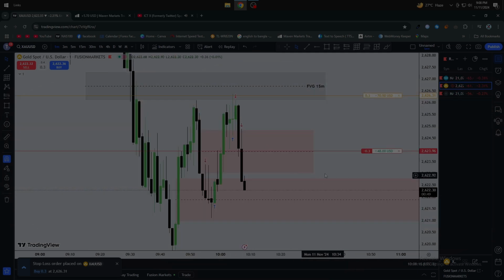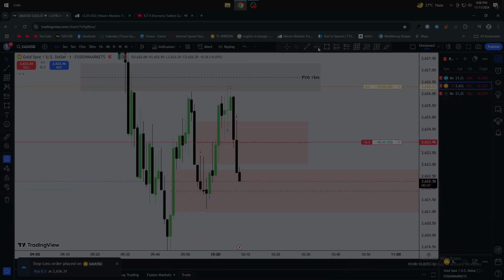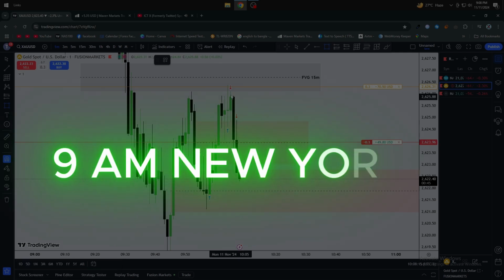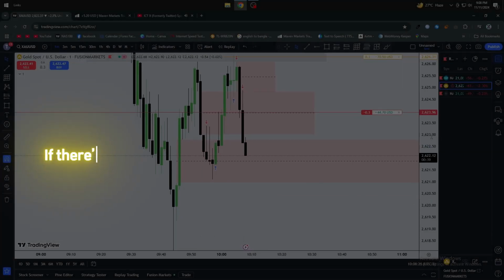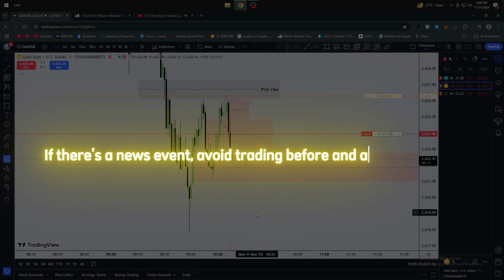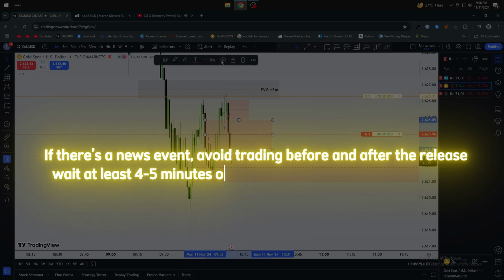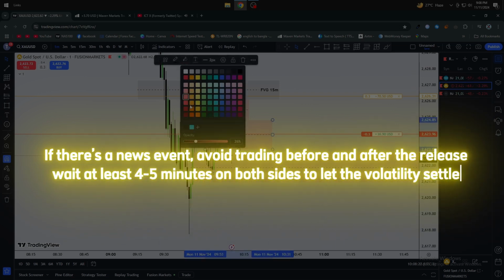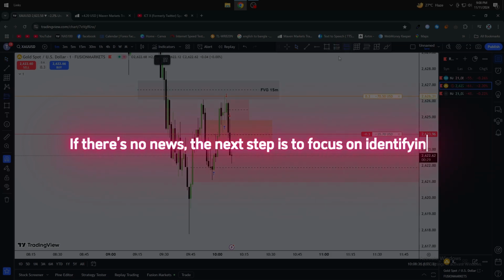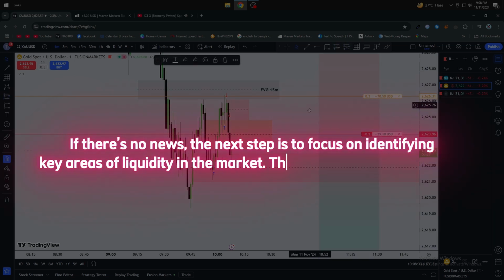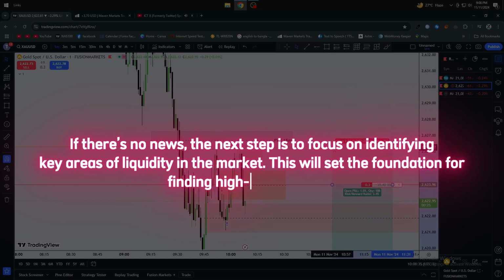Step 1. Preparing for the market. First, make sure you're in the market by 9 a.m. New York time. Start by checking the economic calendar for any news scheduled for the day. If there's a news event, avoid trading before and after the release. Wait at least 4 to 5 minutes on both sides to let the volatility settle. If there's no news, the next step is to focus on identifying key areas of liquidity in the market. This will set the foundation for finding high-quality setups.